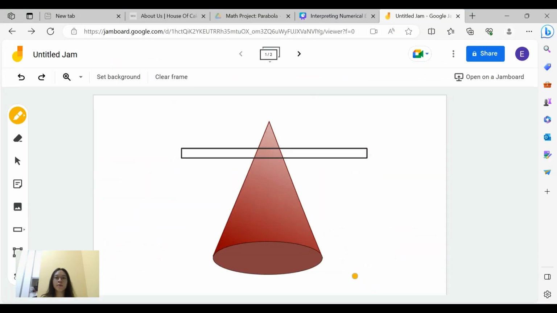So hello everyone, I'm Erin and today I will be giving you a general idea of what a conic section is. A conic section is basically a curve formed by the intersection of a plane and a cone. From the name you can tell it has something to do with a cone, and I'm going to show you how conic sections are related to a cone.